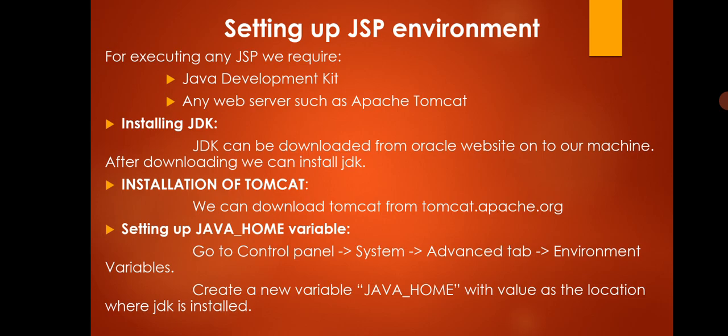Setting up a JSP environment: for executing any JSP, we require the Java Development Kit and a web server such as Apache Tomcat. Installing JDK: it can be downloaded from the Oracle website onto our machine. After downloading, we can install JDK. Installation of Tomcat: we can download Tomcat from tomcat.apache.org. Setting up the JAVA_HOME variable: go to Control Panel, System, Advanced tab, Environment Variables. Create a new variable JAVA_HOME with the value as the location where JDK is installed.